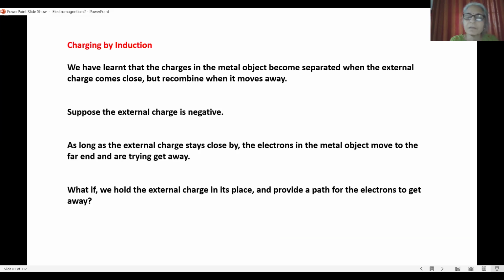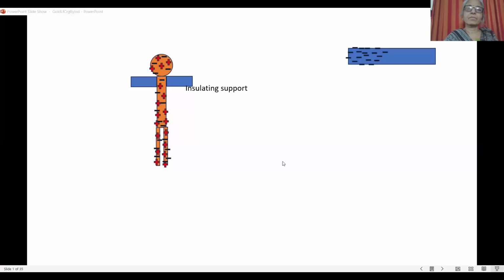So we have seen how the electroscope responds because of induced static charges. Now we can charge the electroscope through induction. So how do we do that? So this is our goldleaf electroscope, and we are charging it by induction. So here is the external charge coming close. Before the charge comes close, in the metal part of the electroscope, plus and minus charges are all mixed up.